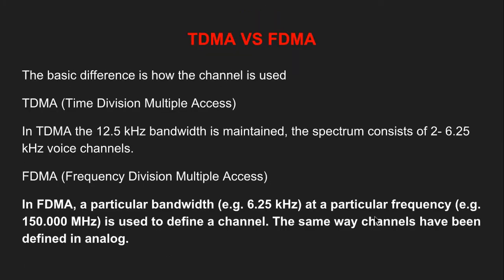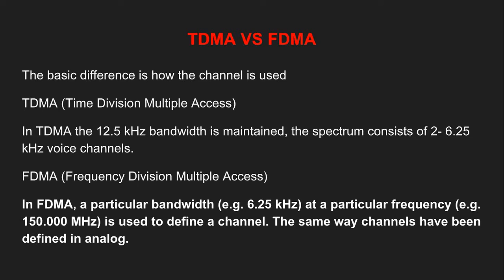Here's the comparison of TDMA versus FDMA. The basic difference is how the channel is used. With TDMA, time division multiple access, the 12.5 kilohertz bandwidth is maintained. Thus, you're still transmitting over 12.5 kilohertz bandwidth, but the spectrum consists of two 6.25 kilohertz voice channels. So two channels inside one 12.5 kilohertz path. That's your P25 and your DMR.